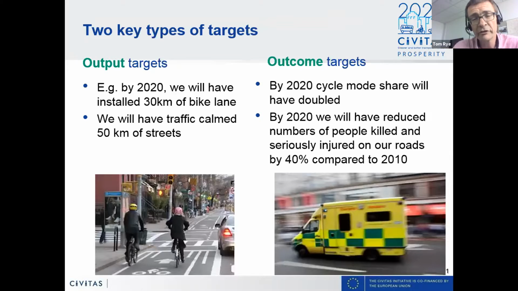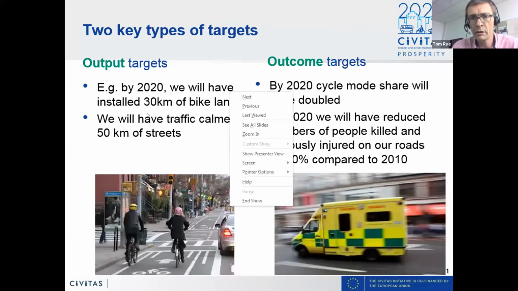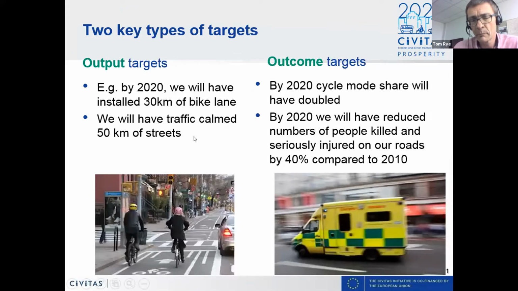And also, there's a political element to this. Obviously, it's less risky in a way to set the output target, because you have more control over whether or not that's delivered. Because it's more easily delivered than an outcome target, the output target is less politically risky. What we see when we look at some real examples of targets in SUMPs is that there's usually a mixture of the output and the outcome.